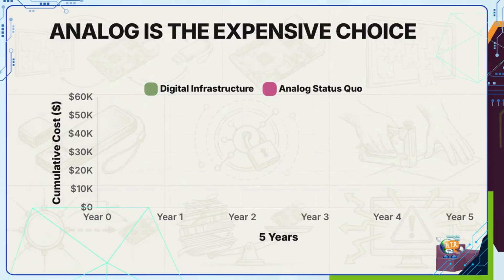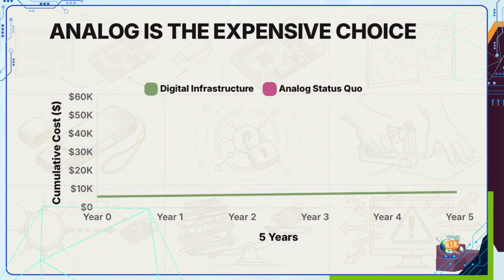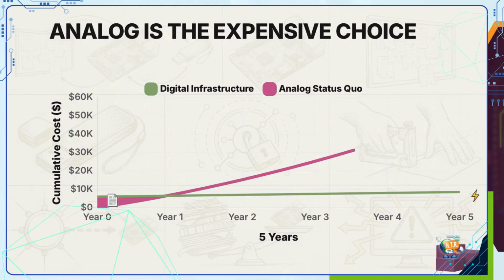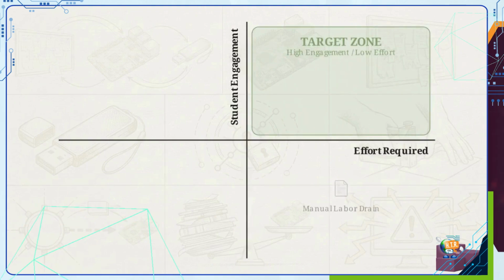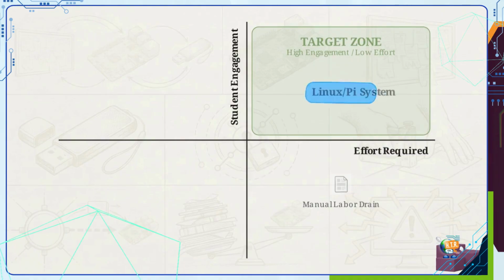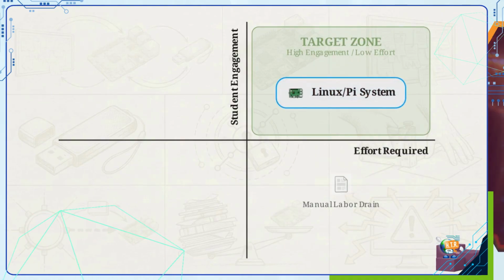The financial reality is stark. When you factor in the labor and supply costs of paper, staying with the analog status quo is actually the most expensive choice a school can make over a 5-year period. As the data suggests, the open-source Linux/Pi system is the only option that successfully lands in the high-engagement, low-effort quadrant.